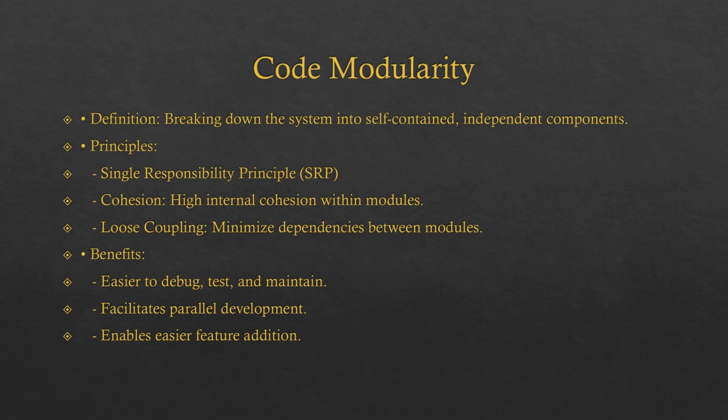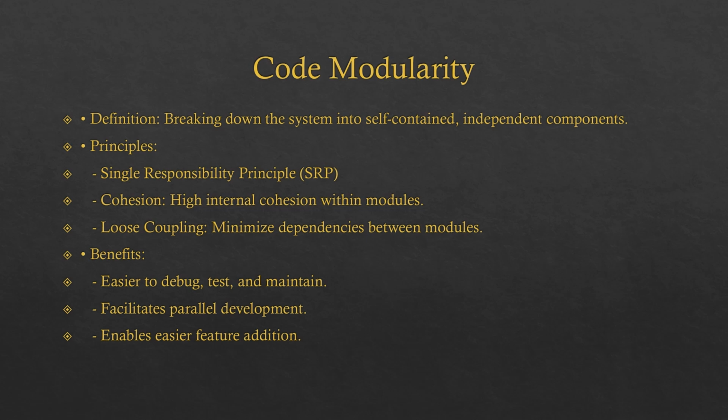Let's start with code modularity. Modularity involves breaking down our system into self-contained, independent components. This is essential for maintaining a clean architecture and making our system more manageable. The key principles of modularity include the single responsibility principle, ensuring each component has one job, and cohesion, which ensures that related components are grouped together.